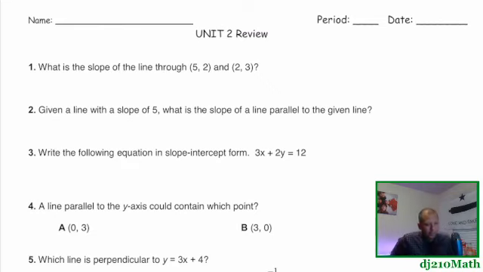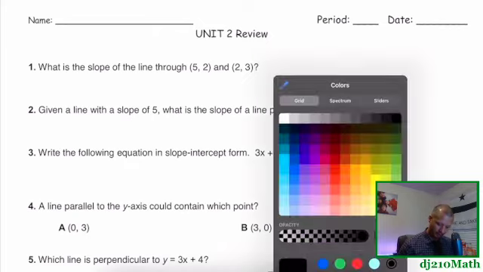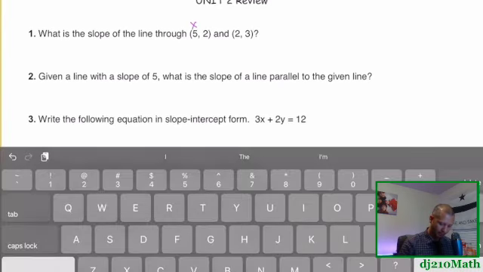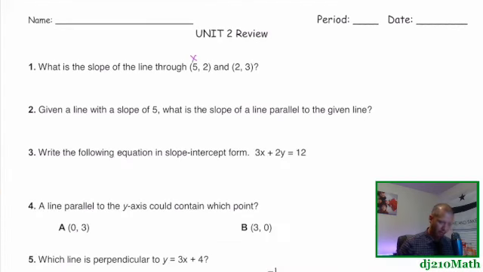All right, Unit 2 test review. Let's get it. Number one, what is the slope of the line through 5, 2 and 2, 3? Again, right away, the thing that I do out of instinct, just start labeling things. Label the points. X1, Y1. X2, Y2.